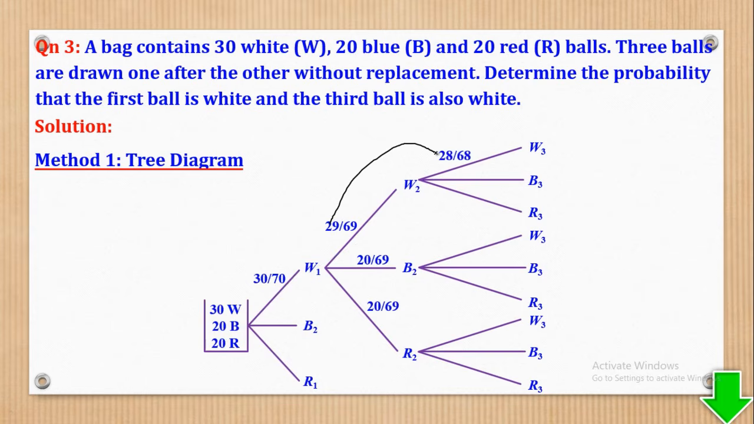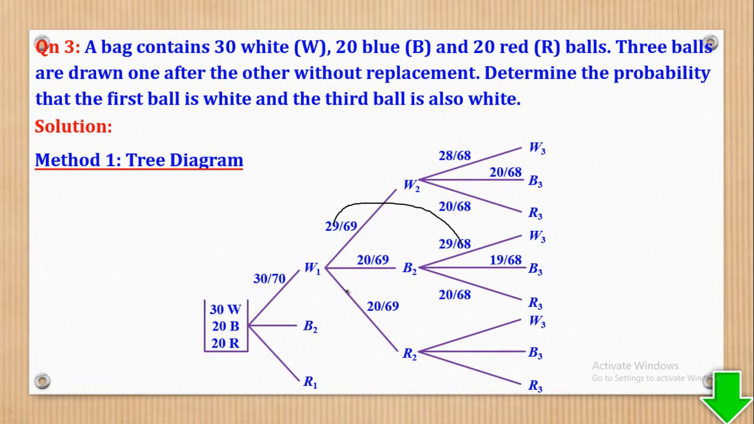Then here this minus 1 gives you 28, this minus 1 gives you 68, so you get 28 over 68. And this has not yet changed, so it is 20 over 68, and also this has not changed, so it is 20 over 68. Then for this one, this minus 1 gives you 19, and this minus 1 gives you 68, so you get 19 over 68. And here this one has already changed to 29, so it gives you 29 over 68.